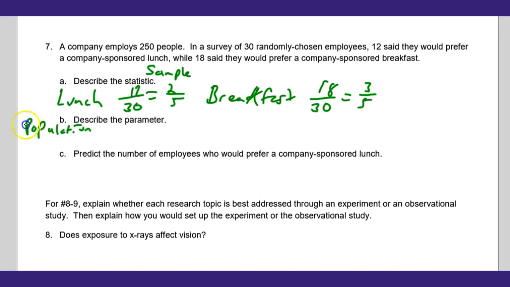All right, so with that being said, we need to set up a proportion. Describe the parameter. The parameter of the population would be 250 people.